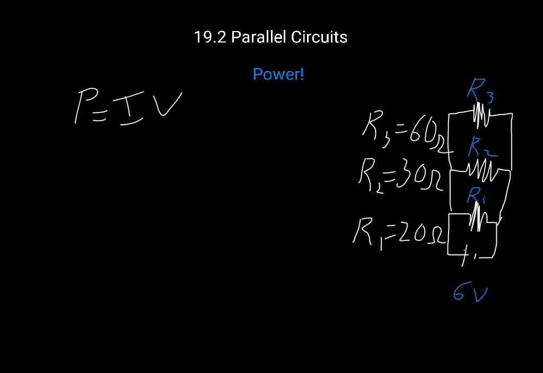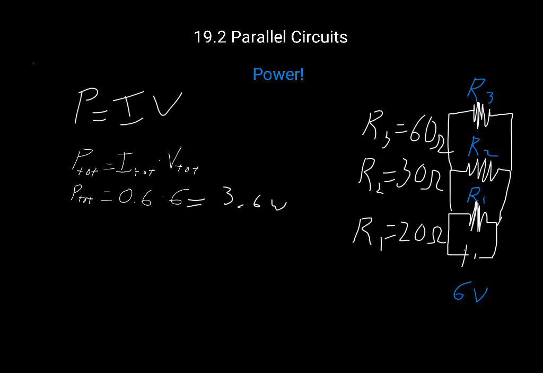Now, power is going to be pretty easy, but I want to just remind you how power works and get you comfortable using power in both series and parallel circuits. So in this instance, we can look at the power consumed by the entire circuit or by just one resistor. So we use the current for the whole circuit and the voltage for the whole circuit to figure out the power of the whole circuit. So 0.6 times 6, which gives us 3.6 watts.